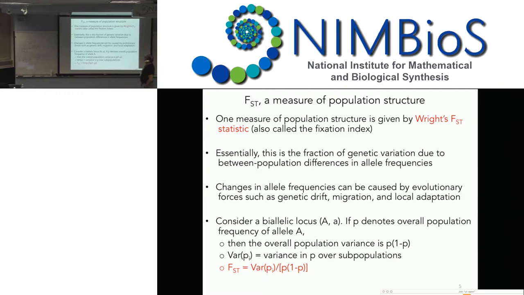So one measure for the amount of population structure is given by Wright's hierarchical FST statistic, also called the fixation index. Essentially, it's the fraction of genetic variation due to between population differences in allele frequencies.